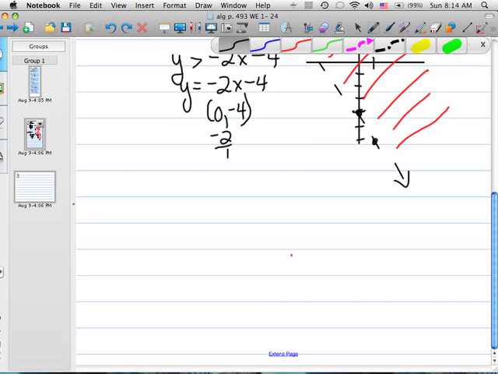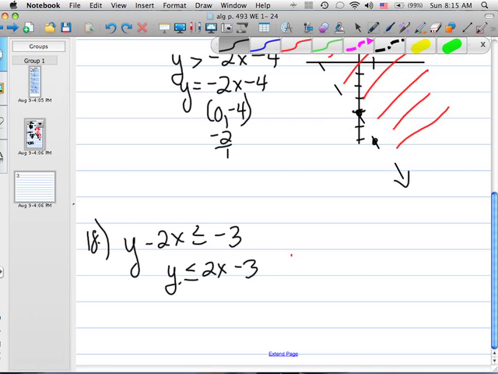Number 18 is y minus 2x is less than or equal to negative 3. So I'm going to add 2x to get to the other side. Y is less than or equal to 2x minus 3. So my intercept is 0, negative 3, and my slope is 2, or up 2, right 1.